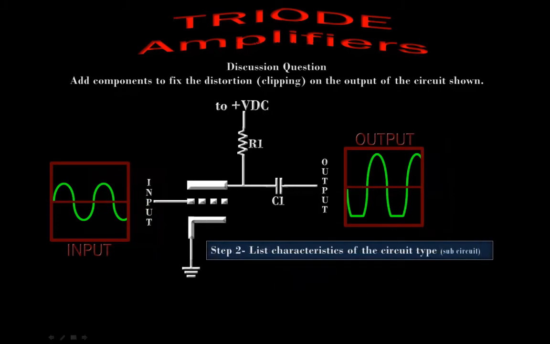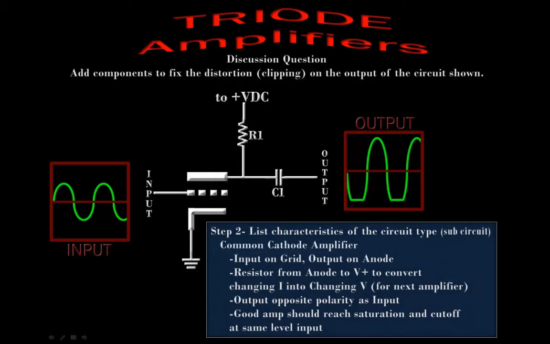The next step is to list the characteristics of the circuit type, or the sub-circuit. In this case, we have a common cathode amplifier circuit. So the things we know about it: the input's on the grid, the output's on the anode. That's really what defines it as a common cathode. We have a resistor going from the anode to the positive voltage, and that converts a changing current through the tube into a changing voltage for our next amplifier portion of the circuit. The output is the opposite polarity as the input.